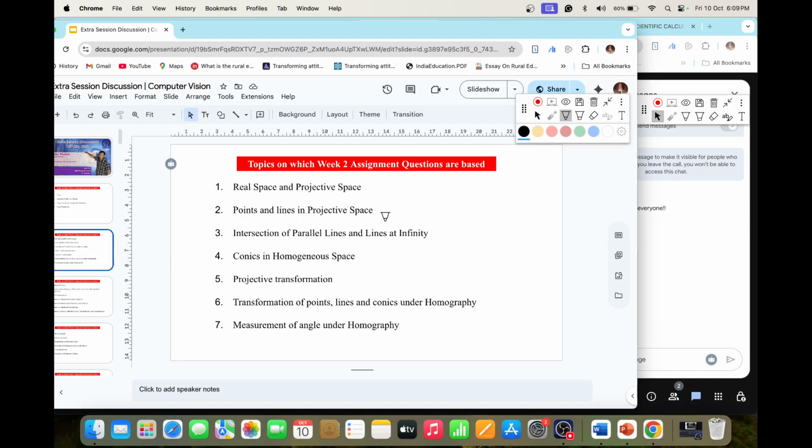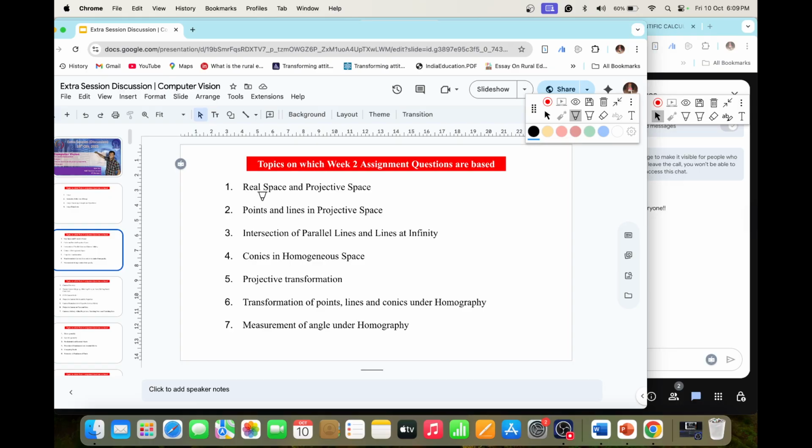Regarding week 2, the topics which are important are, one, real space and projective space. That is very important whenever you are talking about the conceptual side. What is a real space and what is a projective space? Projective space is also known as homogeneous space. Real space is also known as non-homogeneous space.